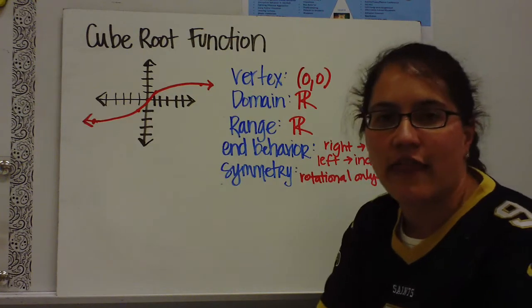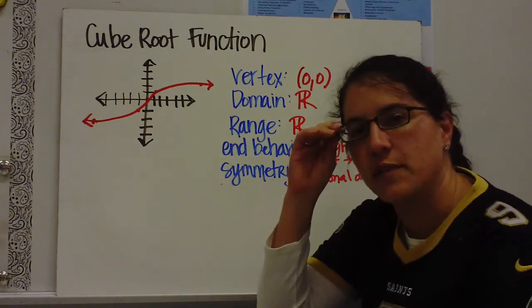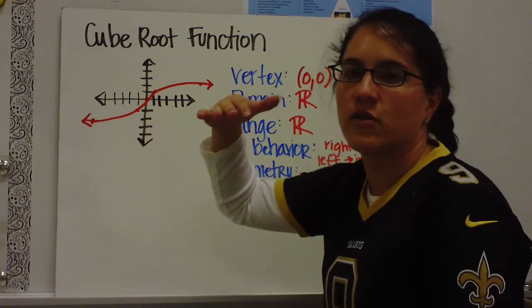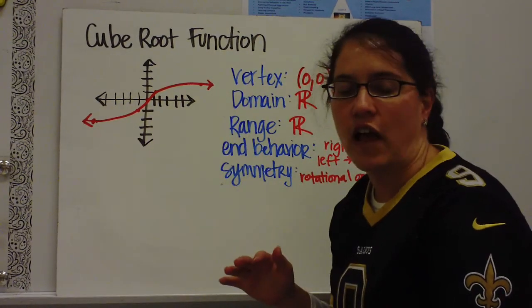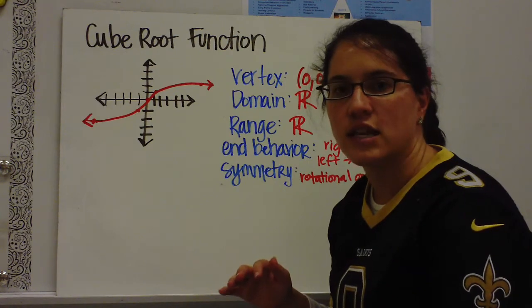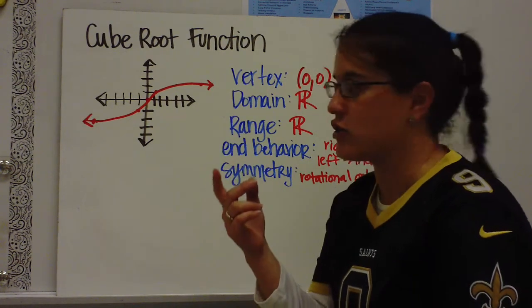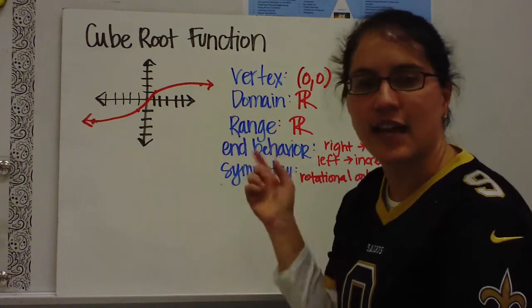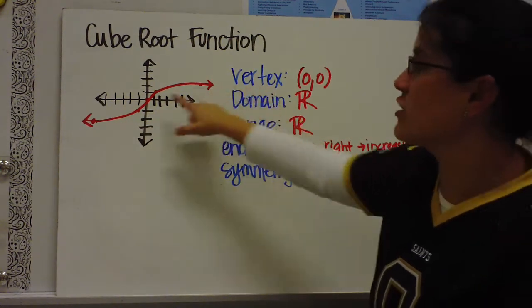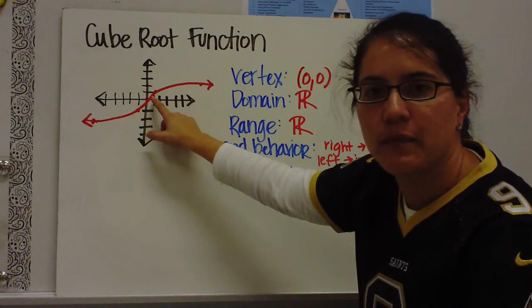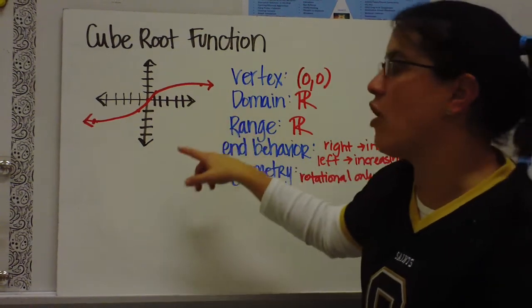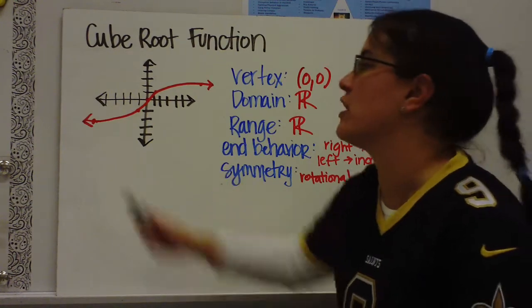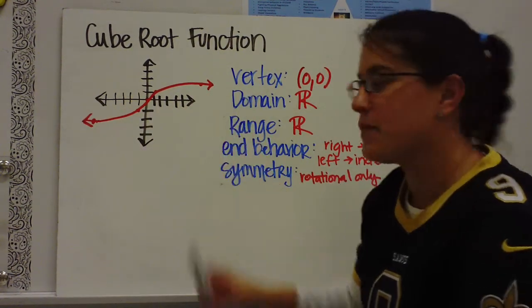So now let's look at the cube root function. Here's a picture of the cube root function. This is the cube function reflected over the line y equals x, and the coordinates are reversed. So it is kind of an S-looking thing. The vertex is still at 0, 0, and the domain and range are all real numbers. So this one we don't have to restrict because it's still a function. It passes the vertical line test.